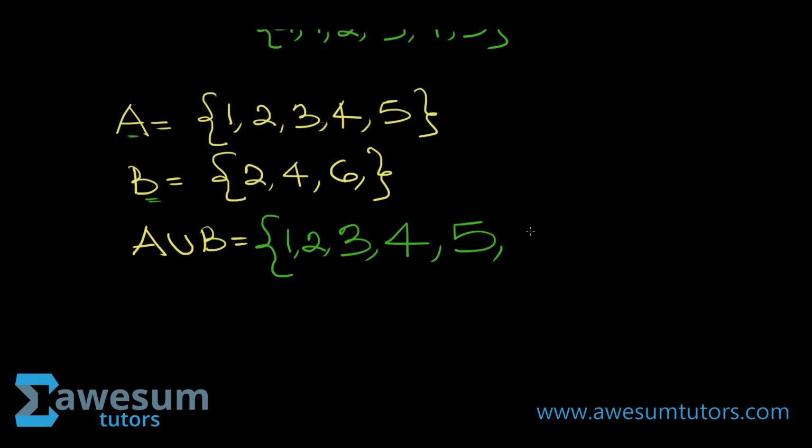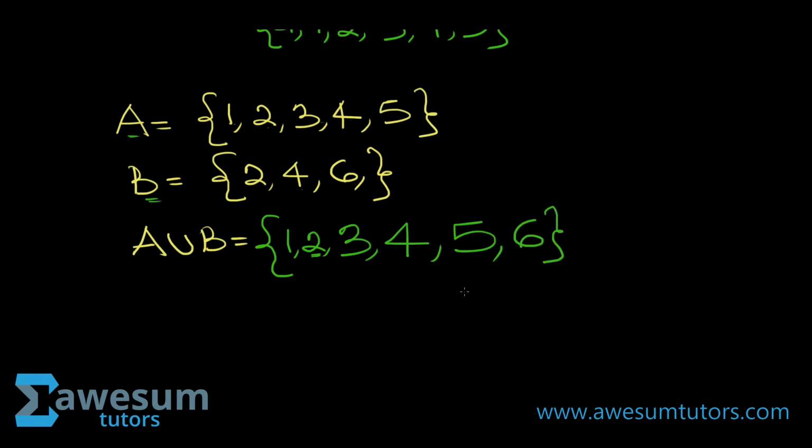But then remember what I said, that there should be no repetition of any elements. So am I going to write 2? No. Why? Because we have already written the 2 that is from set A. So I will not write 2 anymore because we don't want any repetition. What about 4? Set B has 4. We have also written 4 because 4 was in A, right? Then we have 6. There is no 6 in set A. So now I will put 6 down.